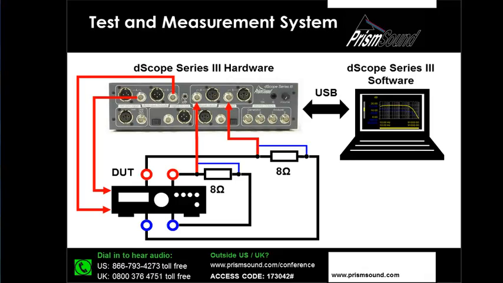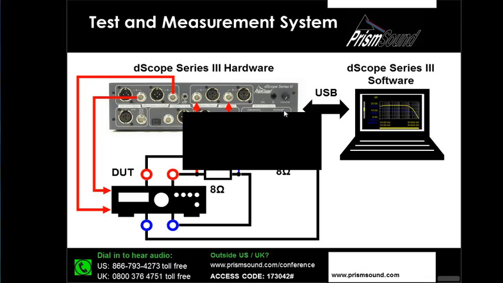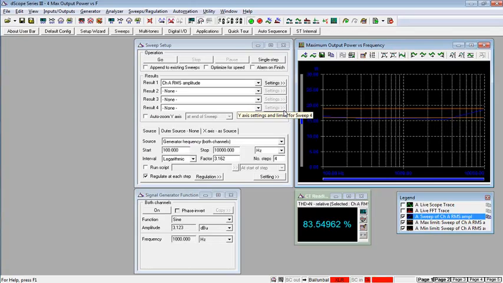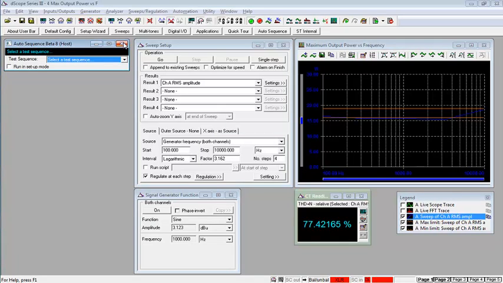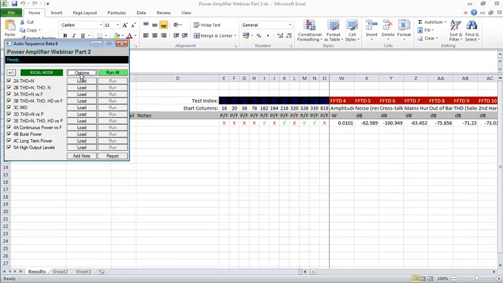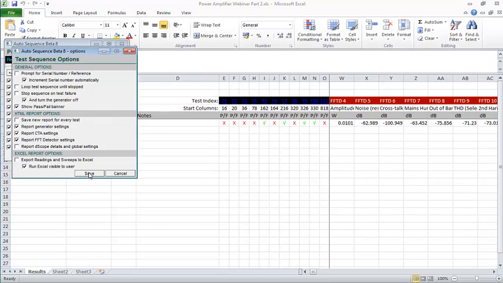Once again, just a quick reminder, this is the system that we're using here, DScope Series 3, connected to the computer that I'm presenting to you from, and we're measuring voltages across the dummy loads at the output of our power amplifier. So let me go back to the DScope Series 3 system then, and I'm going to load a slightly different test sequence which has a few more tests in it for diagnostic purposes. Let's load this second sequence here.